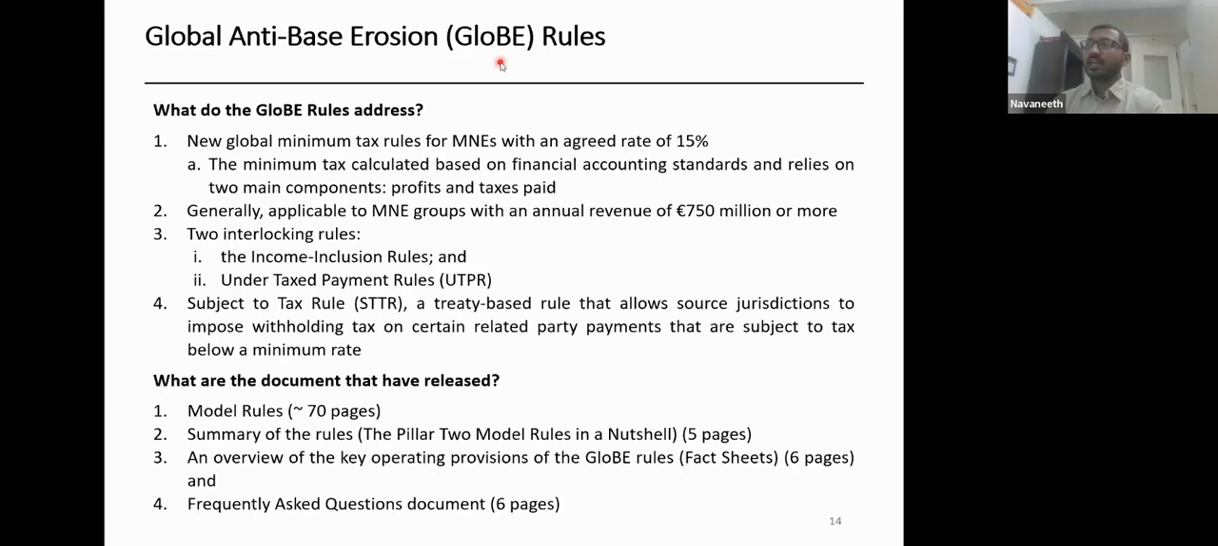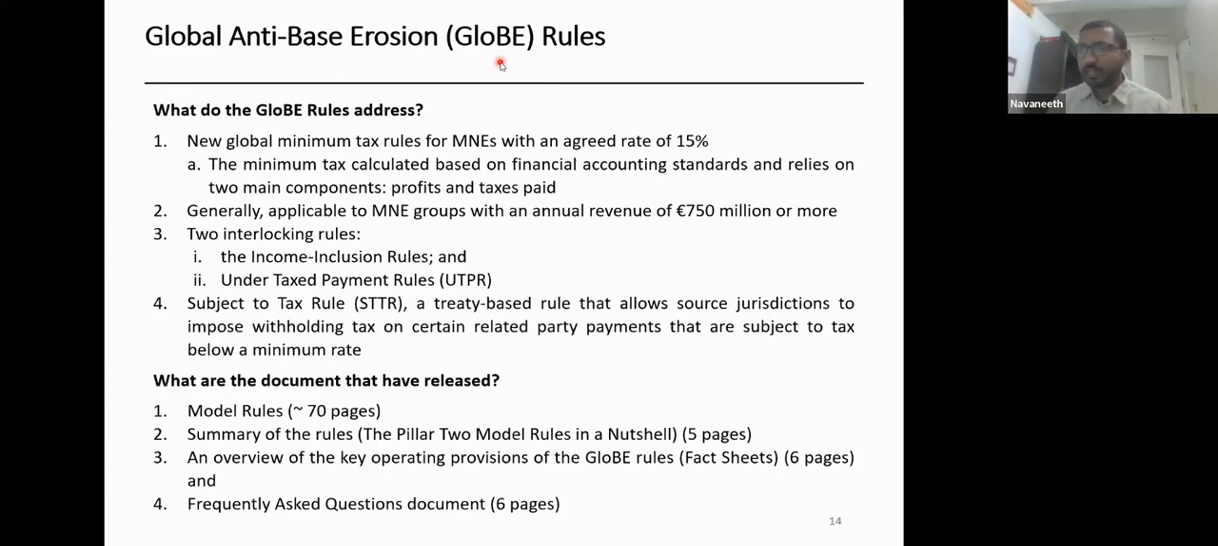There is a backstop called the undertax payment rule. In certain instances where the income inclusion rule is not resulting in an income pickup, if there is a payment by an entity to an entity in a geography which has a tax rate lower than 15%, then the payment may be disallowed by the geography making the payment. So there is a check and a balance that this rule now seeks to introduce. In addition, there is something called a subject to tax rule, which is to enable certain source geographies to apply a different withholding tax rate where the income is taxed at a rate lower than the minimum tax rate.